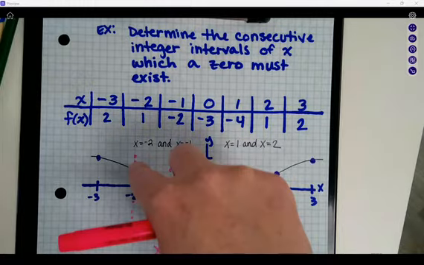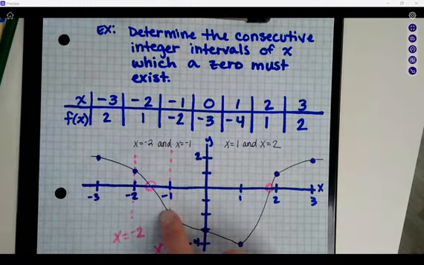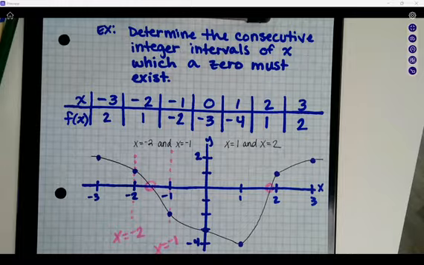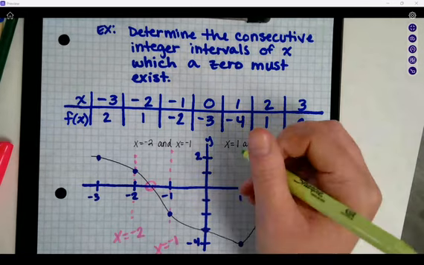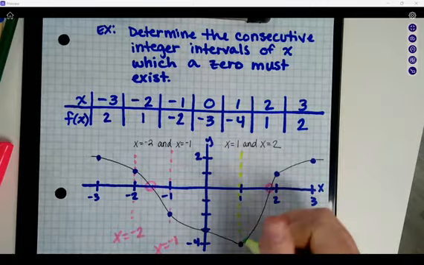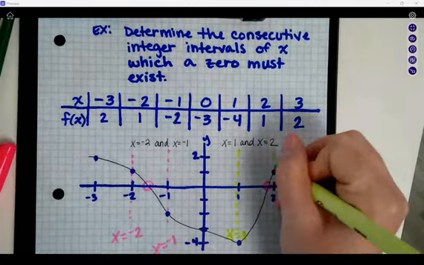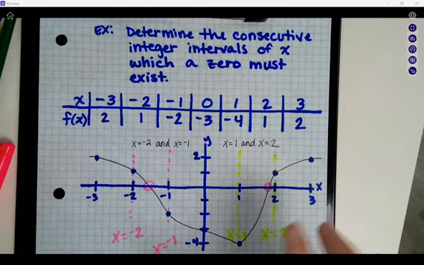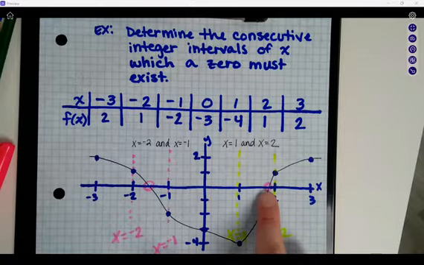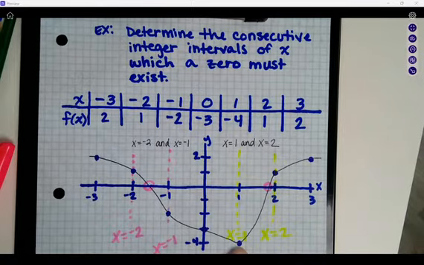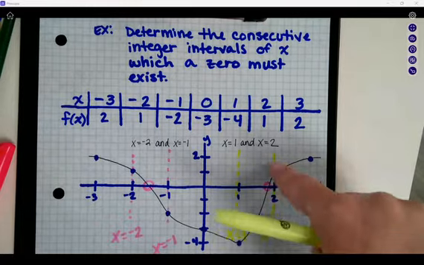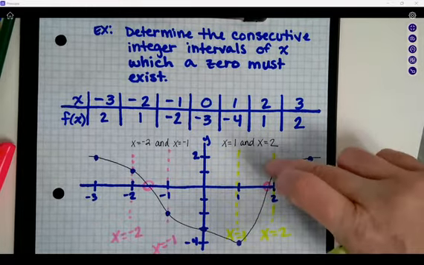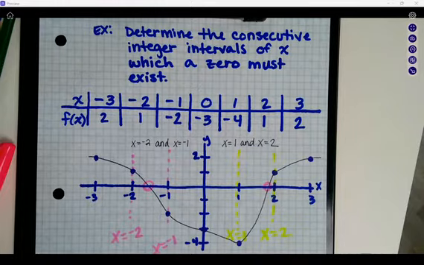And again, it's because my output changed from positive to negative, so I crossed that x-axis. Okay, and then my second interval occurs between x equals 1 and x equals 2. Between these two consecutive integers, I definitely have a zero because my output when x was 1 is a negative value, and my output when x is 2 is a positive value. So the only way I can cross over from negative to positive is if I cross the x-axis, which means a zero does exist.